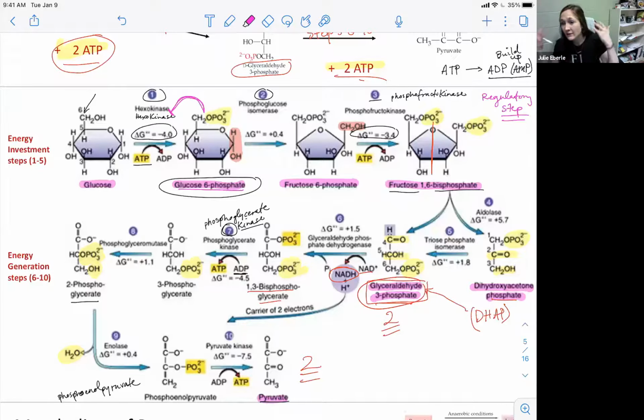Which steps require the investment of ATP, and which steps produce ATP. Steps 1 and 3, we have to invest ATP. Steps 7 and 10, we produce ATP. And then step 6 involves the reduction of NAD plus to NADH. Okay, questions on that? This is a beast of a pathway.